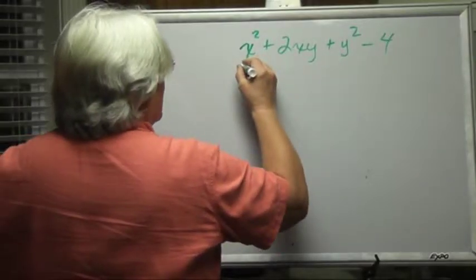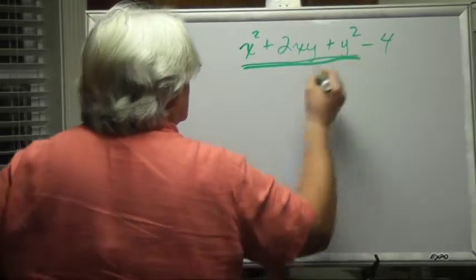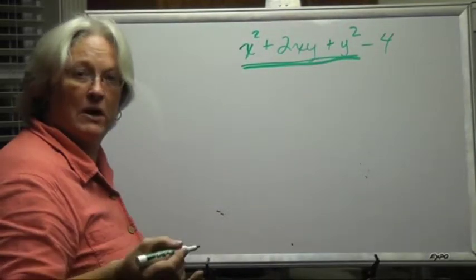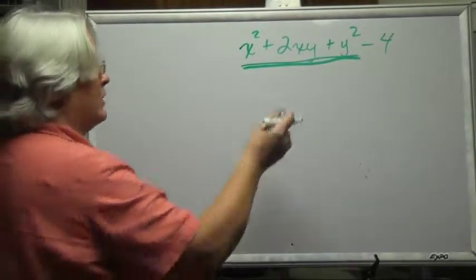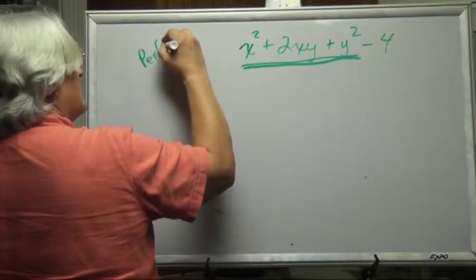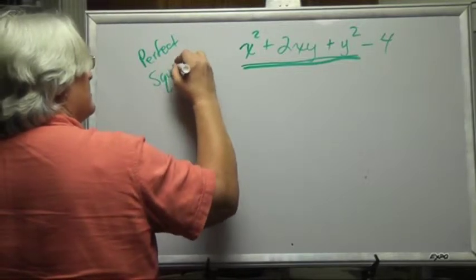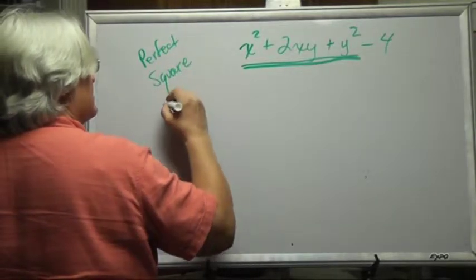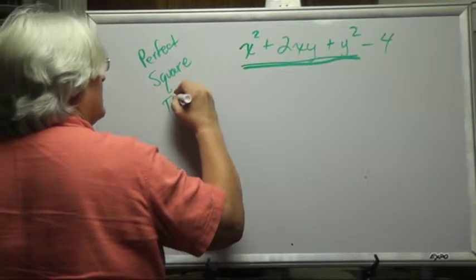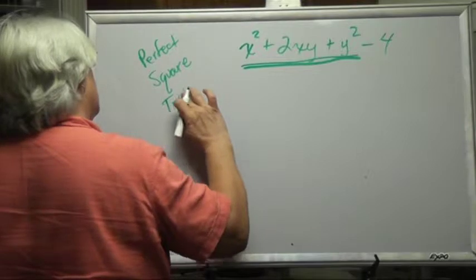First, what we have here, x squared plus 2xy plus y squared, that is a perfect square trinomial. And the perfect square trinomial is a special case, a special pattern.